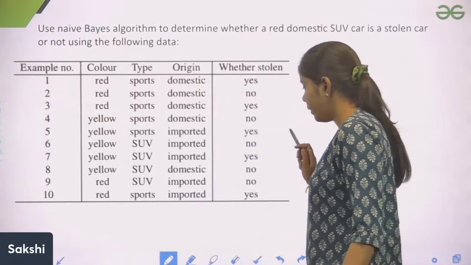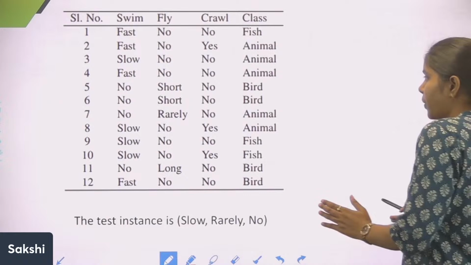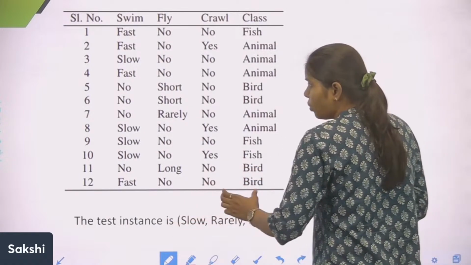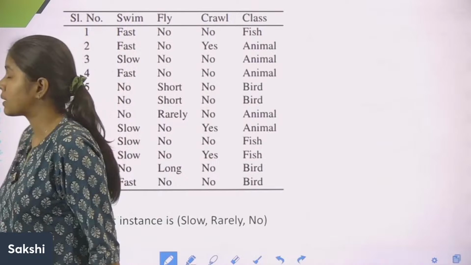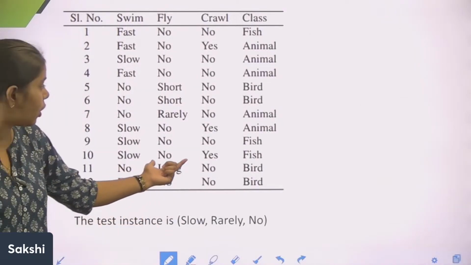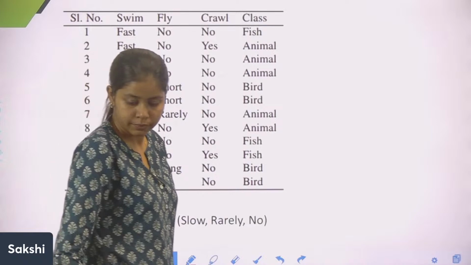Okay, now let's go back to the question. I just want to know that if a particular species swims slow, flies rarely, and does not crawl, then what would be the class? Fish, animal, or bird? We have given three classes. Just let me know.